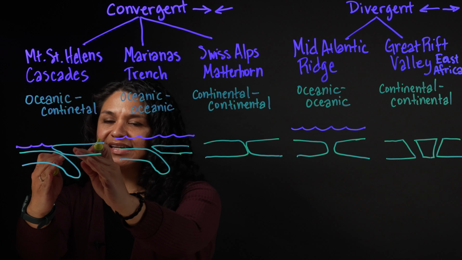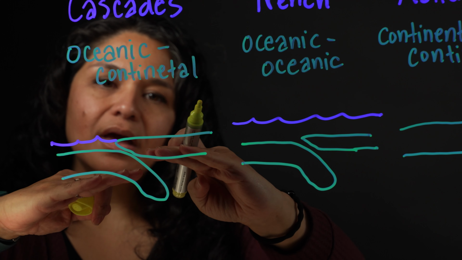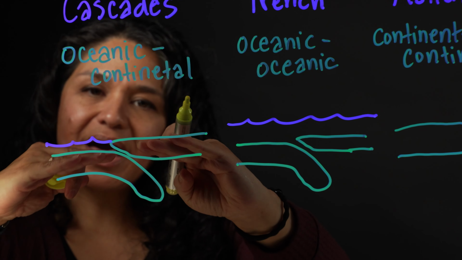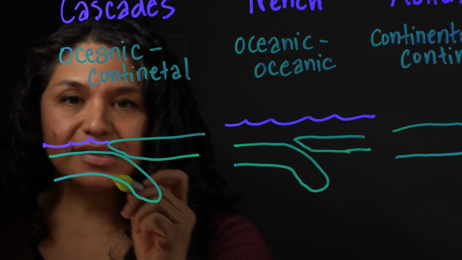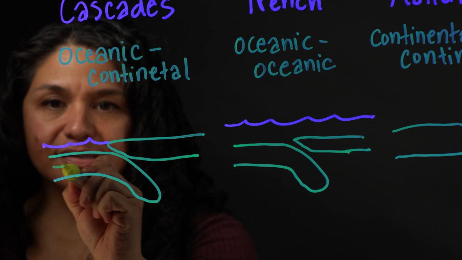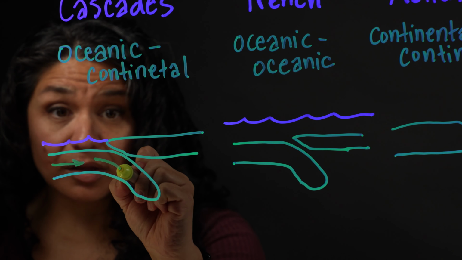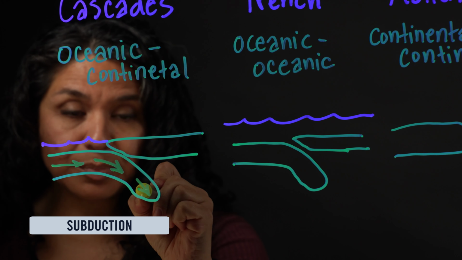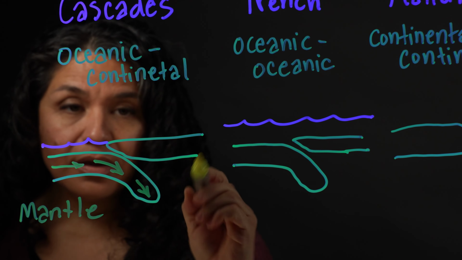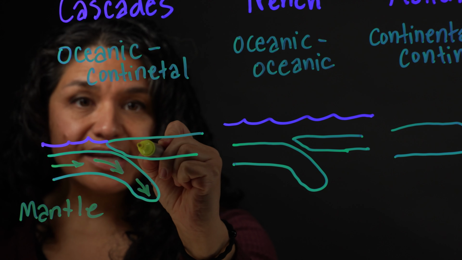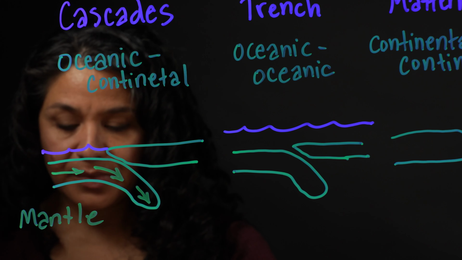When they come together, they're going to collide, but the oceanic plate is more dense. And so what happens is that it will go ahead and subduct. So this is called subduction when the plate goes down into the mantle. And then this is the continental plate, which is more buoyant. So it's going to stay up.